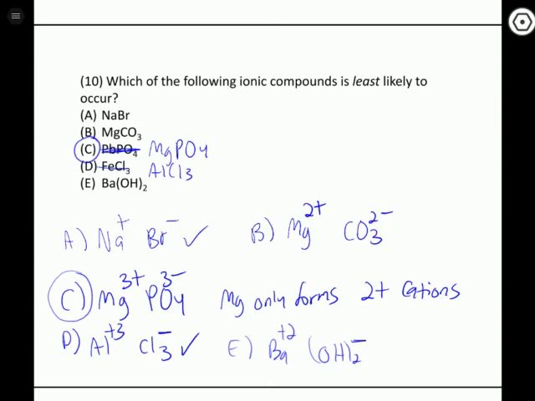Remember how we can use the charges on ions, we can predict most of them, and then once we know the charge, we can predict the formula correctly. All right, I'll wrap up there.